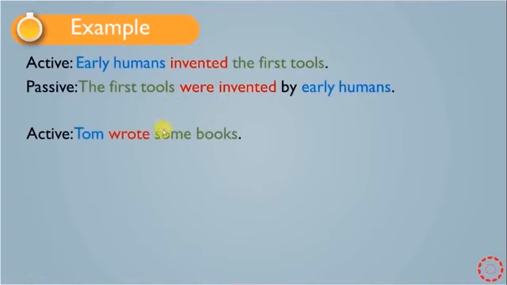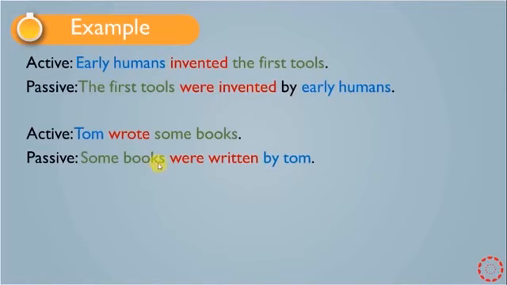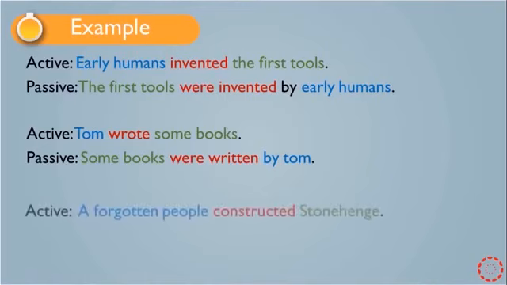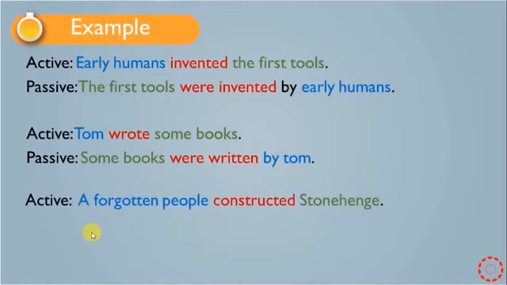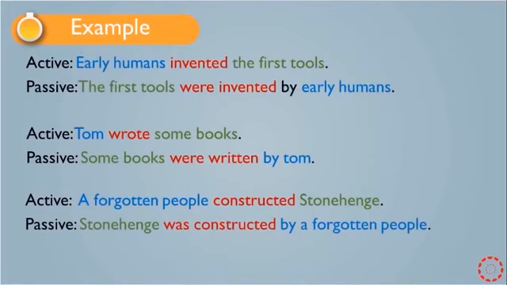Another example: Tom wrote some books. Some books here is the object. In passive voice, we write some books at the beginning. We say some books because it's plural. We have s here, and we say were. And we change the verb wrote, this is past simple, to the past participle, and it became written. We say some books were written by Tom. Another example: a forgotten people constructed Stonehenge. We say Stonehenge because it's singular, we say was constructed by a forgotten people.